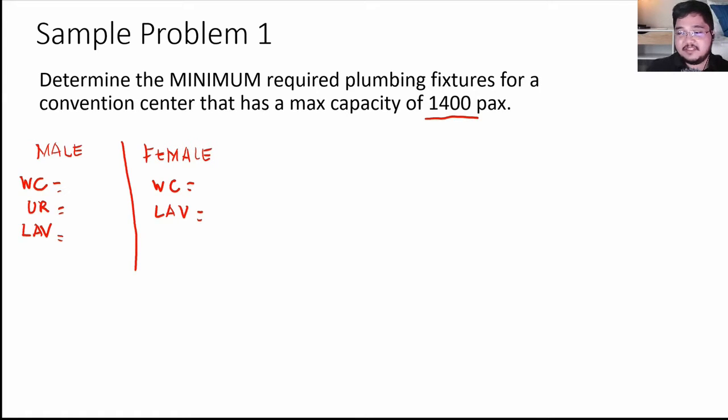So the problem states that it has a max capacity of 1,400. It doesn't explicitly say how many are females or males, so we're going to assume that we split the population in half. In this problem, that will be 700 male, and the female will also be 700 for the population. So in total, that is 1,400.